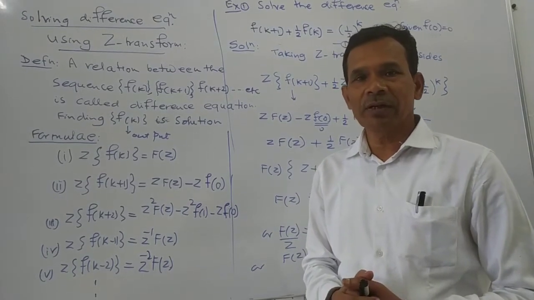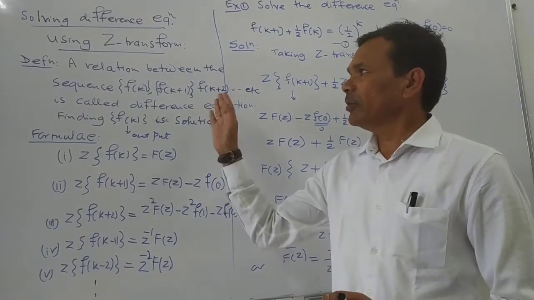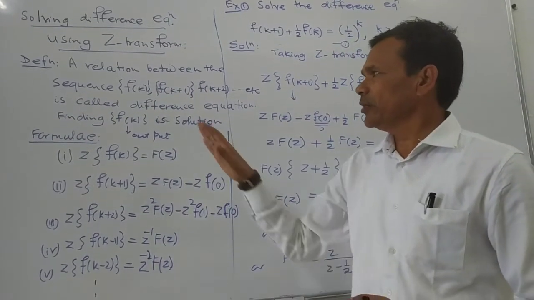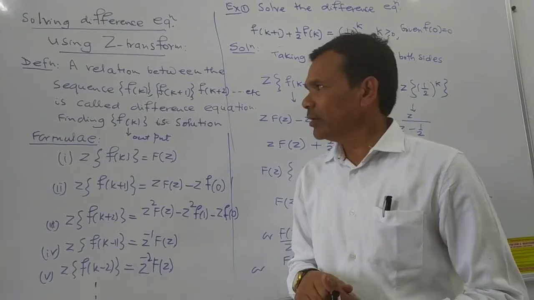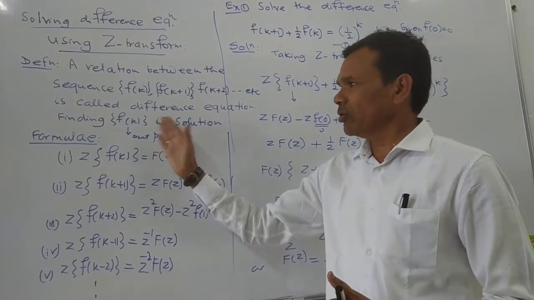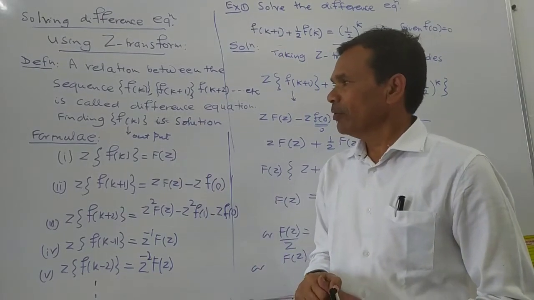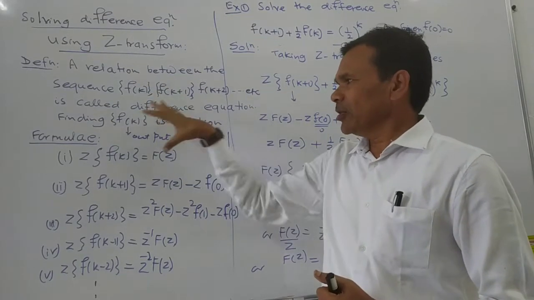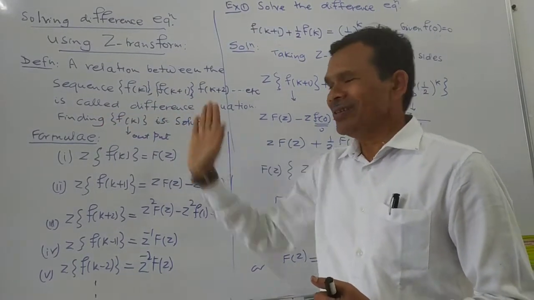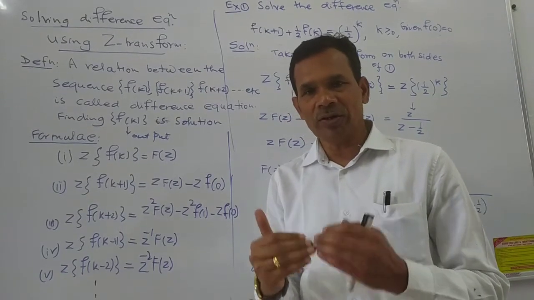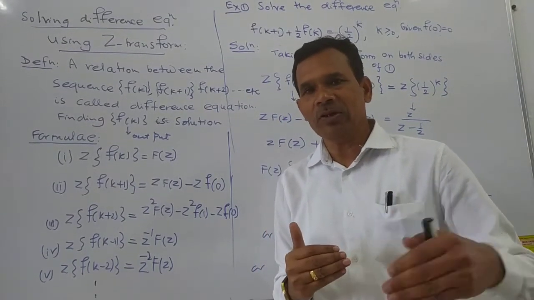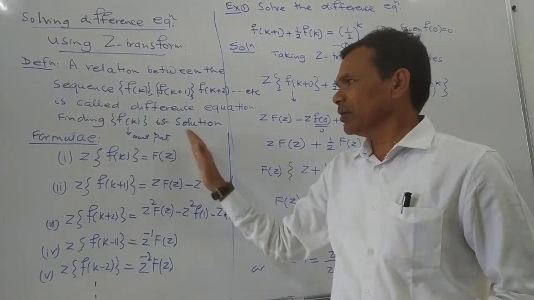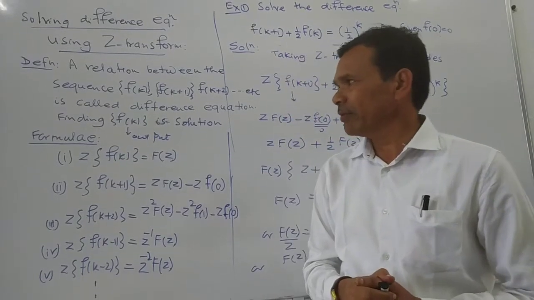So let us see what is a difference equation. A relation between the sequence f of k plus 1, f of k plus 2, etc. is called a difference equation. And to solve this difference equation means you have to find out the sequence f of k which satisfies that difference equation. Now from the application point of view, the relation is nothing but a system. It has got some input in the form of impulse or unit step sequence. Now to find f of k is nothing but finding the output of that particular system.